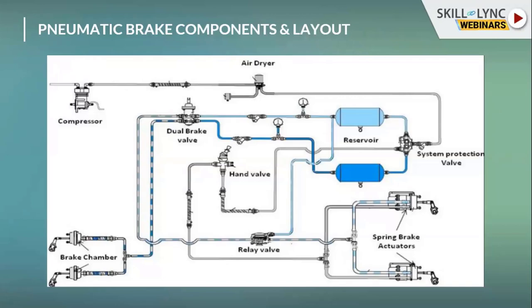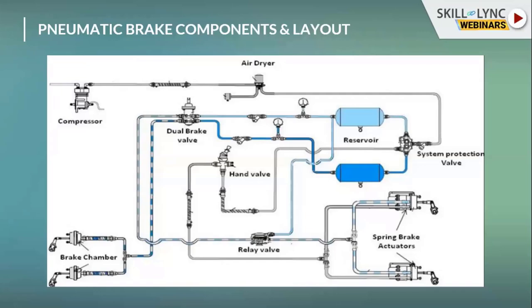So, as I said before, the compressor provides the compressed air, the air dryer removes the moisture content in the air, and it goes to the system protection valve and fills all the reservoir. Once the system pressure of either 8 bar or 10 bar is reached, the compressor cuts out, and this will be the all healthy condition of a good air brake system without any leakage.